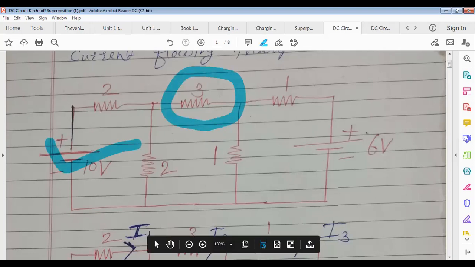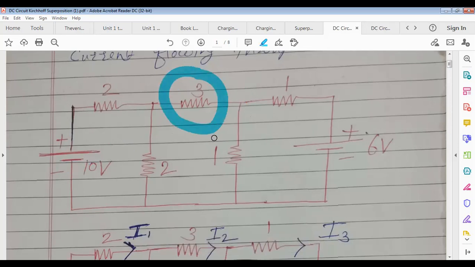Got my point, everyone? Okay, what I am telling, hope all of you got it. So considering 3 ohm as a load resistance, find out the current flowing through it using superposition. Here you have to find out IL. Only with 10 volt, you find IL dash first; with only 6 volt, you find IL double dash, and then you do their algebraic sum and find out the total current flowing through 3 ohm.